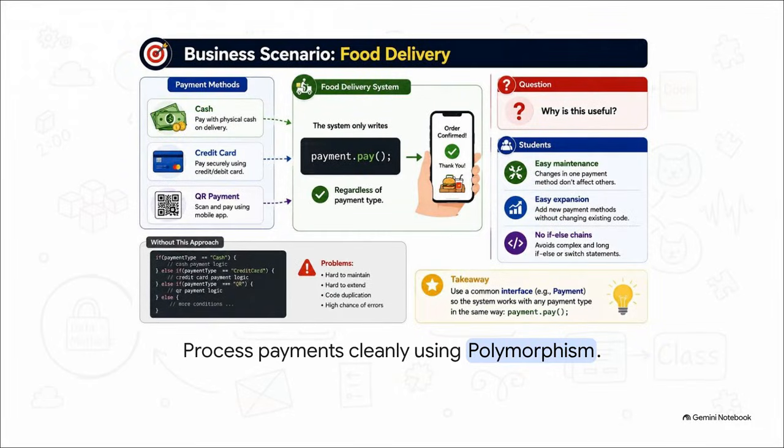And this brilliantly illustrates just how elegant the solution gets in something like a modern food delivery app. Thanks to polymorphism, the central delivery system just calls one simple command, payment.pay. No giant if statements anywhere. It dynamically adapts at runtime whether you used cash, a credit card, or a QR code. You could literally add 20 new payment methods tomorrow, and you wouldn't need to change a single line of that core delivery code. How cool is that?